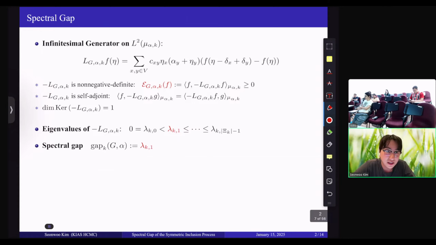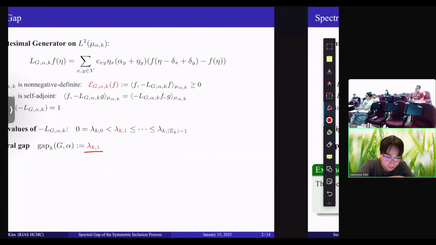Combining these three easy properties, we can enumerate the eigenvalues of the minus generator, which has exactly one simple 0, because the constant function always goes to 0. All the other eigenvalues remain positive, away from 0. We then define the spectral gap to be the first eigenvalue which is not 0.